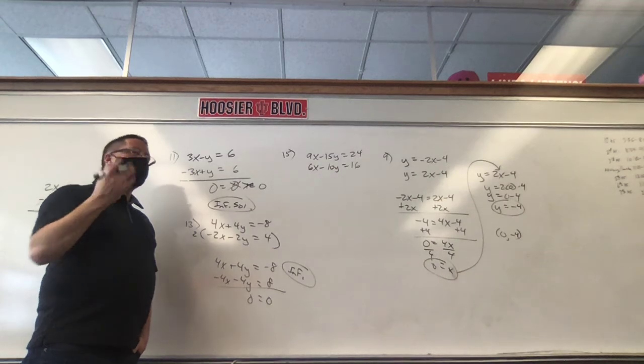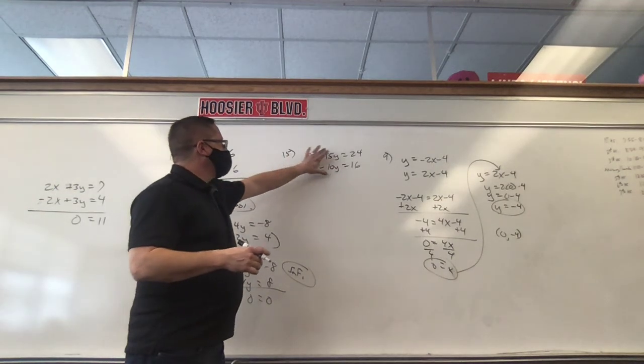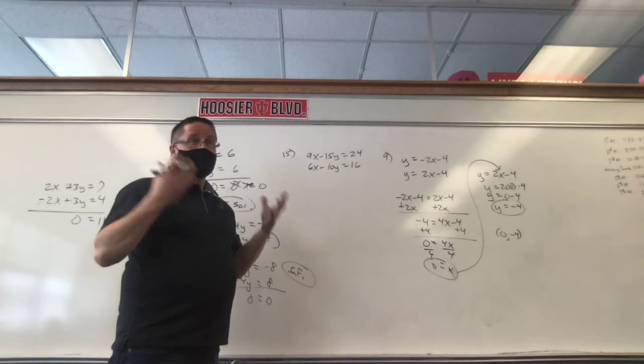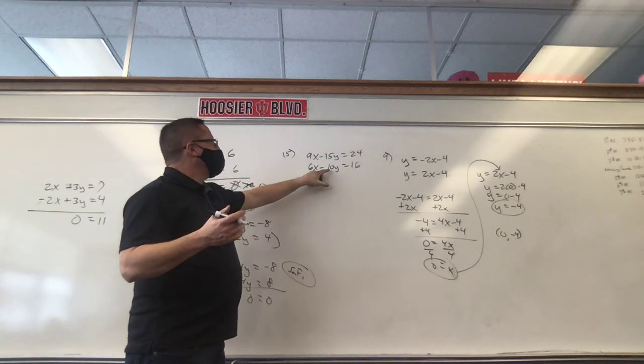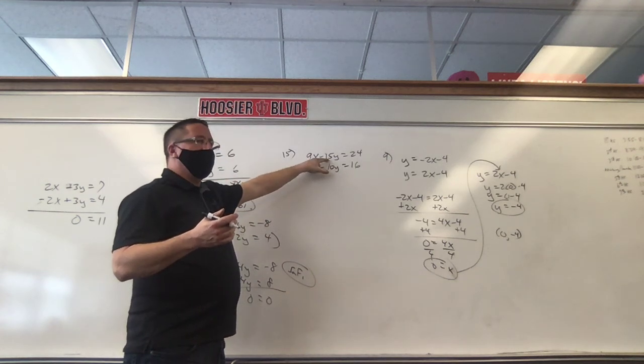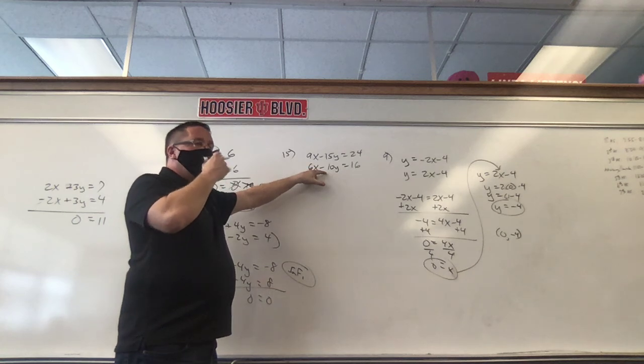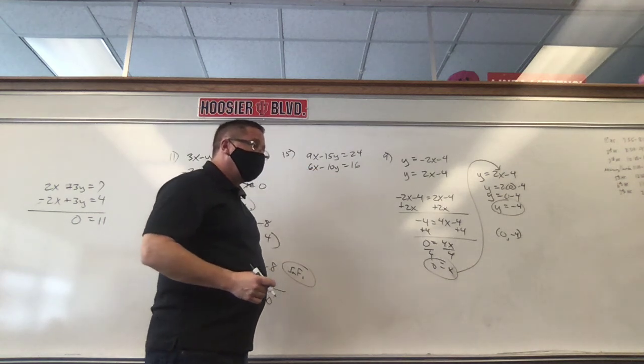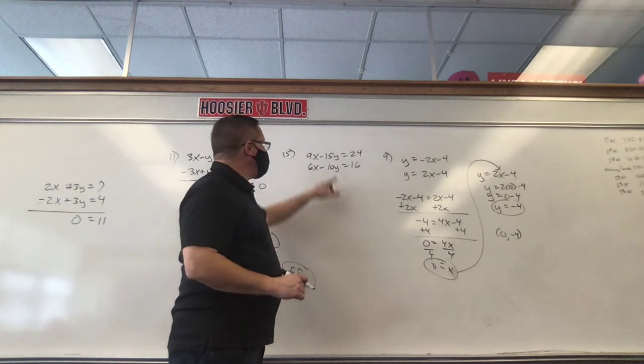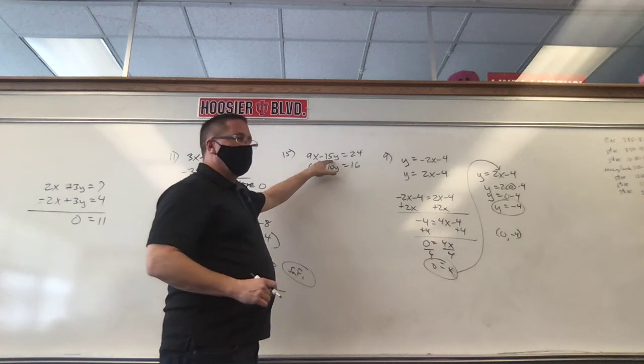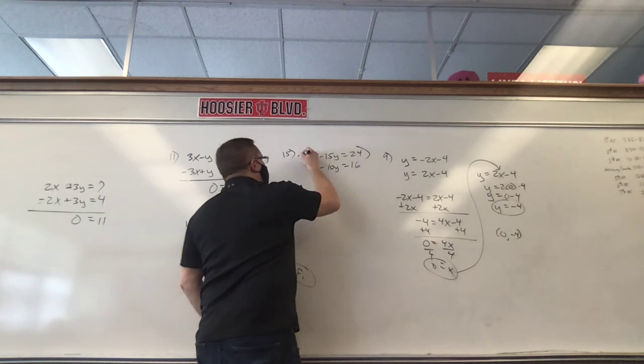Pick one to get rid of. Do you want to go to the x's or the y's? It doesn't really matter. The y's, okay? Now, you don't need to turn 10 into 15 or 15 into 10. What about 30? Well, they both go into 30. There you go. How do you turn this into a 30? Times by 2.